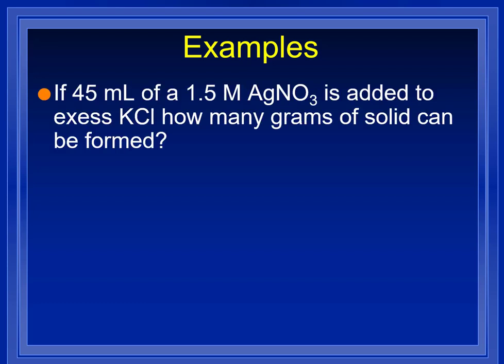Okay. If 45 milliliters of a 1.5 molar silver nitrate solution is added to excess KCl, how many grams of solid can form? Speaking of putting pieces together, there's a few pieces we have to put together here, like silver nitrate, potassium chloride, because I've got to figure out what the solid's going to be. So I have to finish the equation first and then decide what on the other side won't dissolve in water.